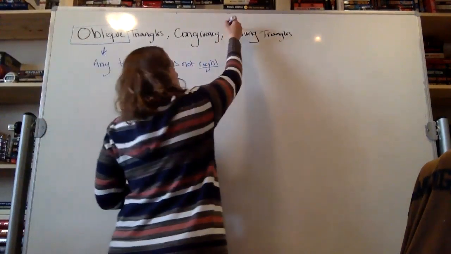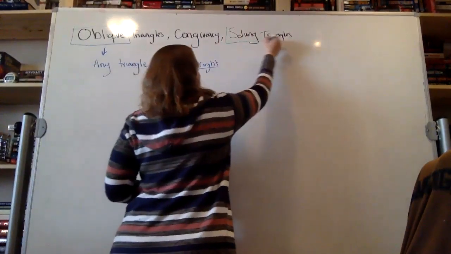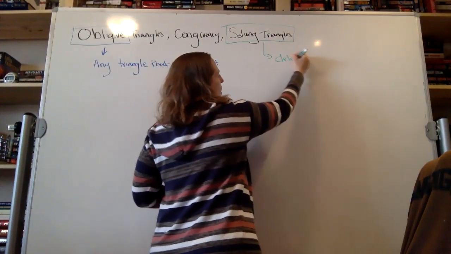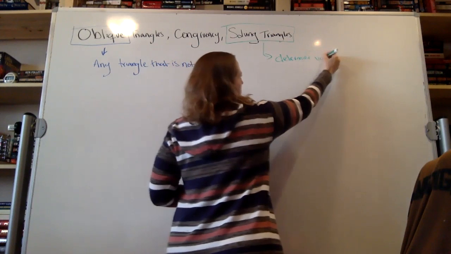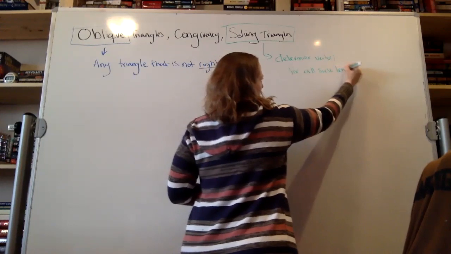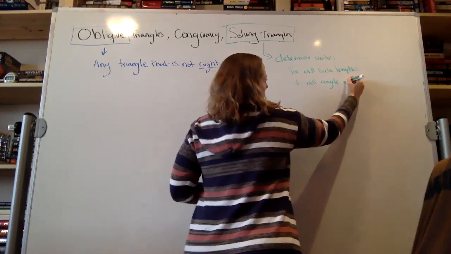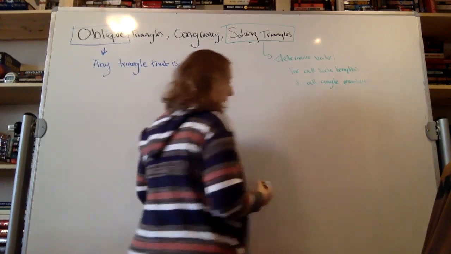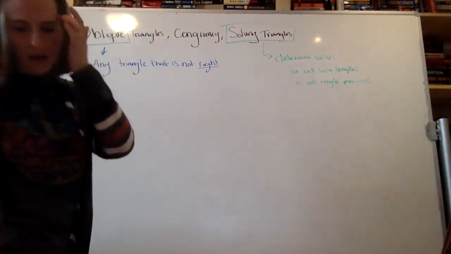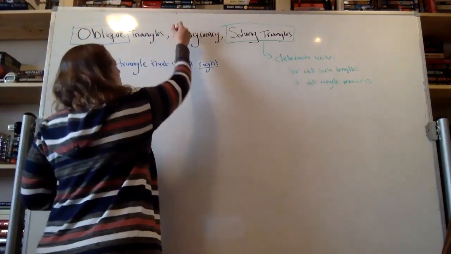Now remember, we've talked about solving triangles before. When we're solving a triangle, remember that means we're trying to determine all sides and all angles. So we're going to determine values for all side lengths and all angle measures. We did this with right triangles, and now we're going to try to do this with non-right triangles, or oblique triangles.